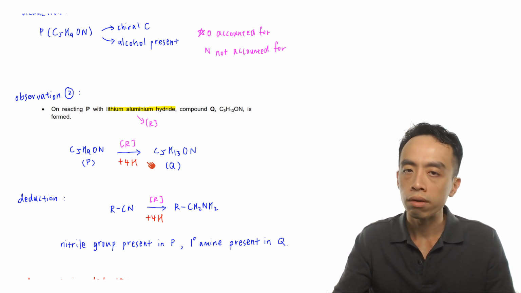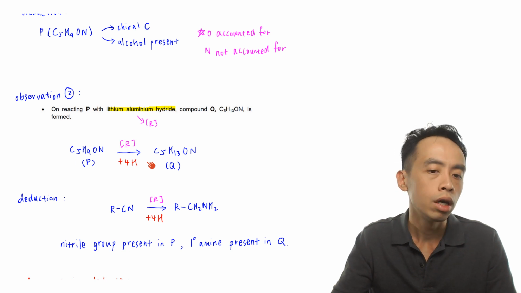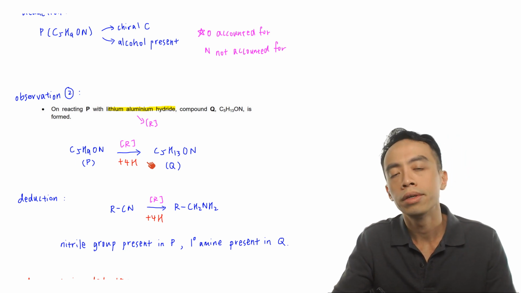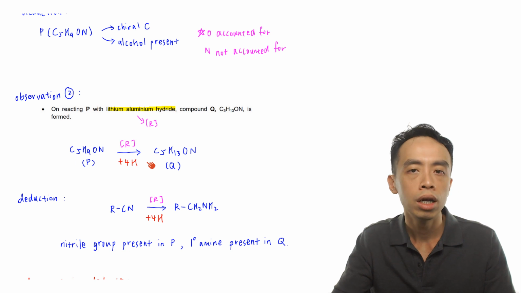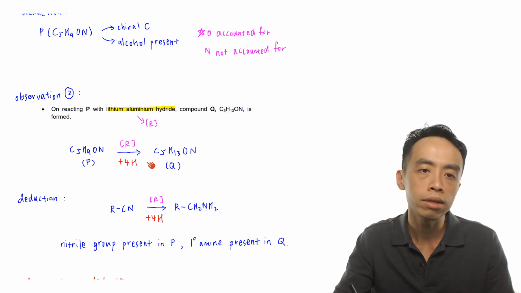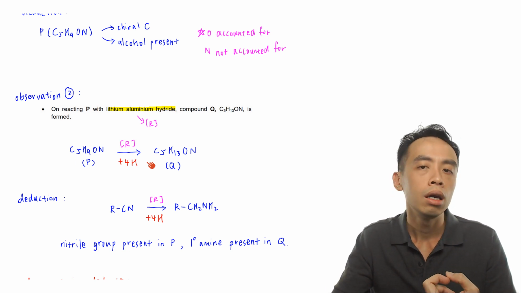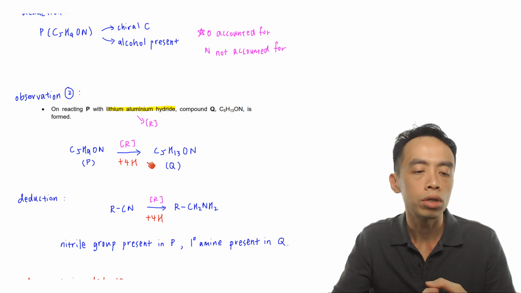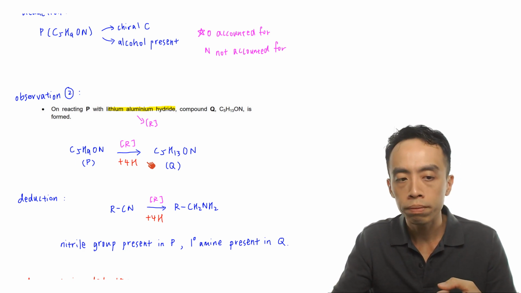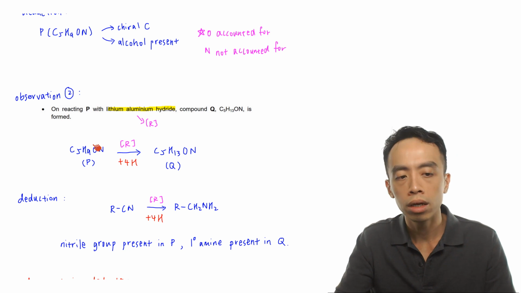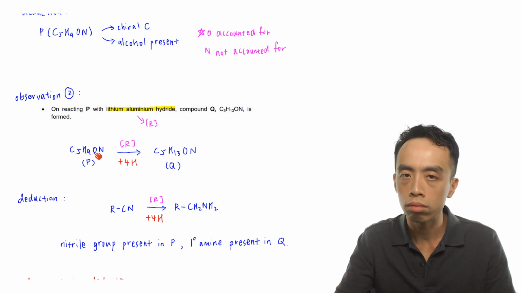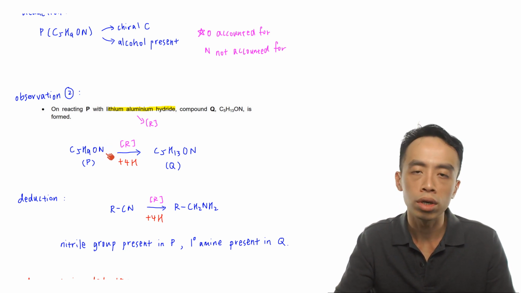So you notice we still have this nitrogen that is not accounted for. So what are some functional groups that we have learned in the syllabus that contain nitrogen? We have amine, but we have eliminated that because previously we said that amine is basic, but P is neutral. Then we have amide functional group, but based on this guy here, oxygen is already an alcohol, so I cannot form an amide based on just one nitrogen.